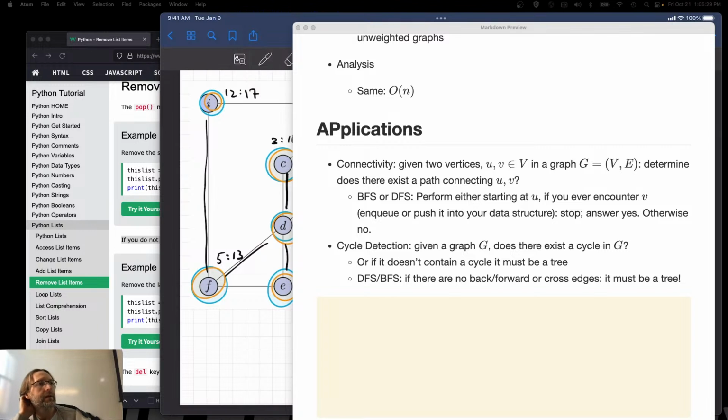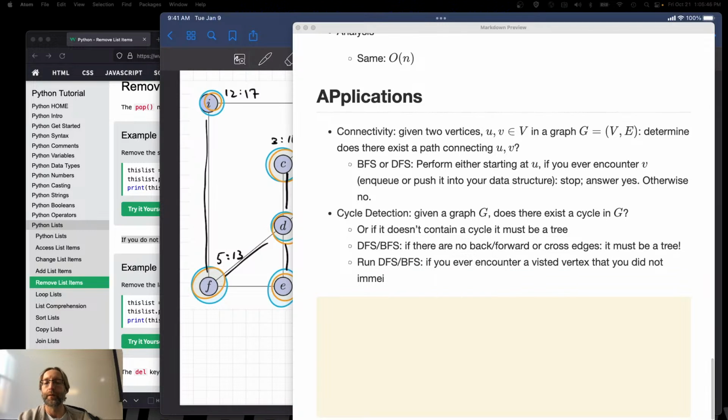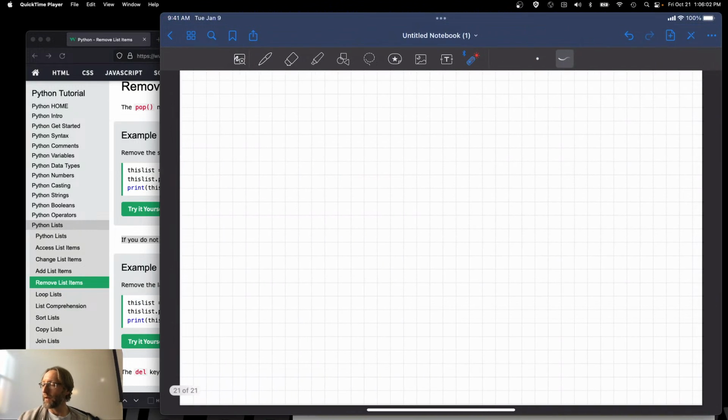Another way that you could do this is run DFS or BFS. If you ever encounter a visited vertex that you did not immediately come from, you found a cycle. Now, why do you have to exclude the one that you immediately came from? Let's come back over here and look at that graph again.